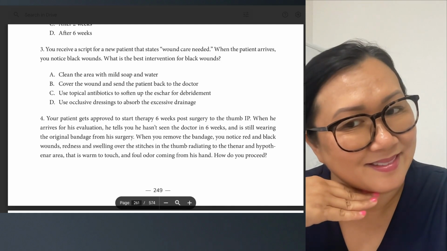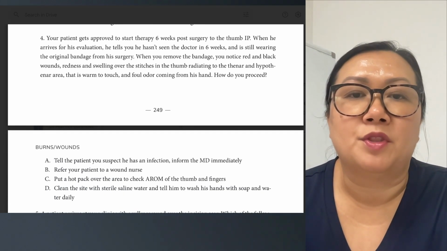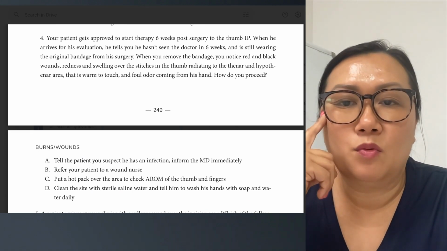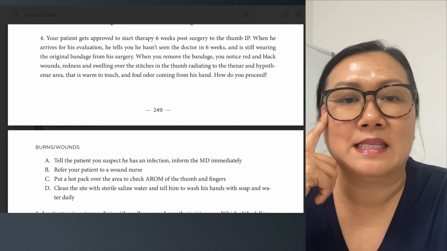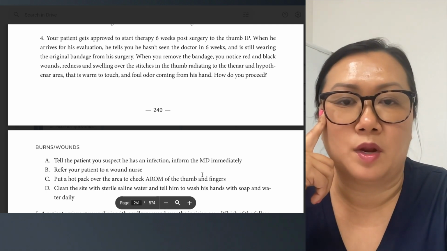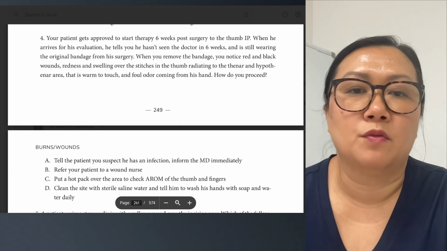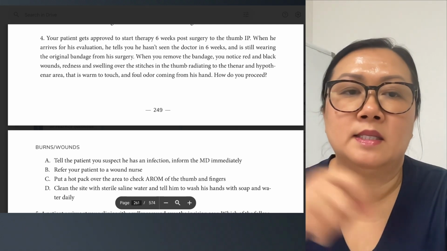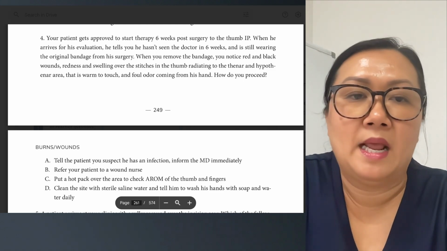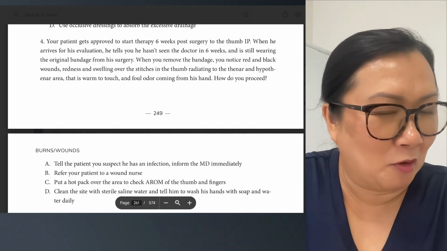Pause. Right. Number 4, your patient gets ready to start therapy 6 weeks post-surgery to thumb IP. When he arrives for his evaluation, he tells you he hasn't seen the doctor in 6 weeks and is still wearing the original bandage from his surgery. When you remove the bandage, you notice black and red wounds, redness and swelling over the stitches in the thumb, radiating to the thenar and hypothenar area. That's warm to the touch, foul odor coming from his hand. How do you proceed?